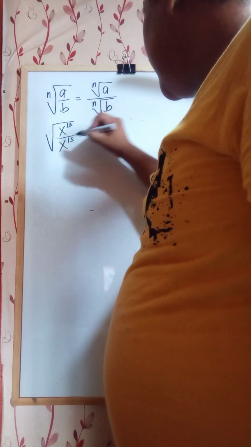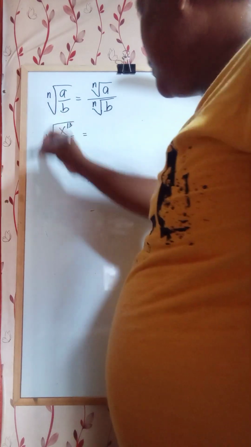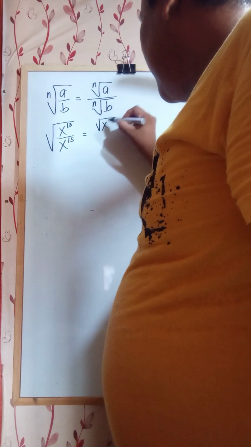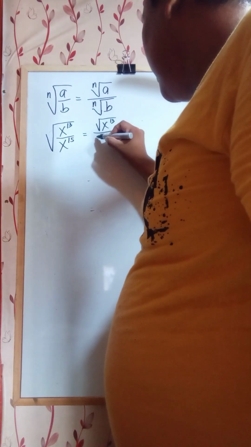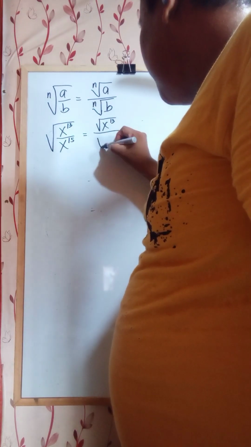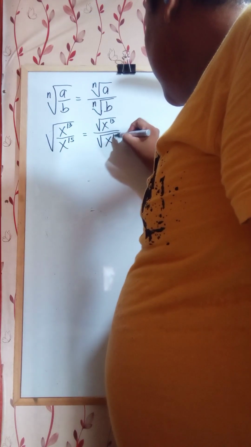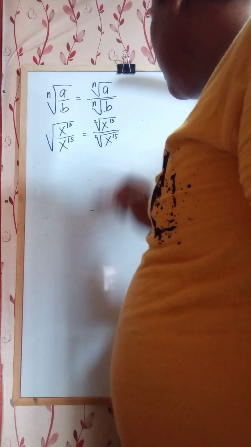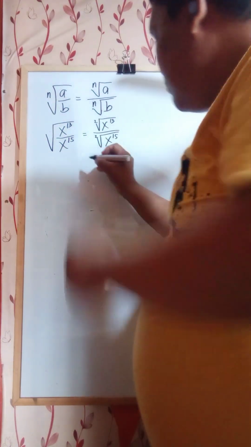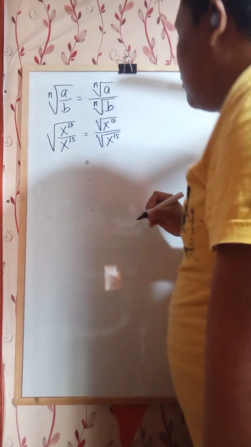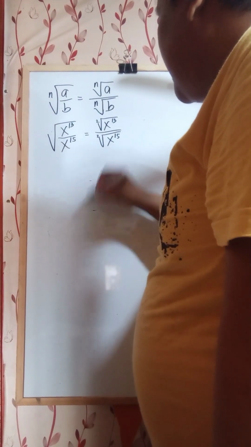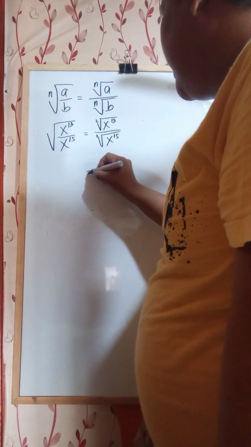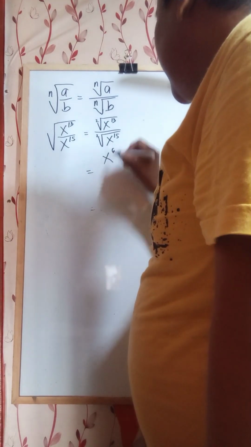So, let's split this up. We can split this. So, that is the square root of x to the power of 13 over the square root of x to the power of 15. So, let us put 2, then 2. Then, we divide. So, that is 13 divided by 2. So, that is x to the power of 6.